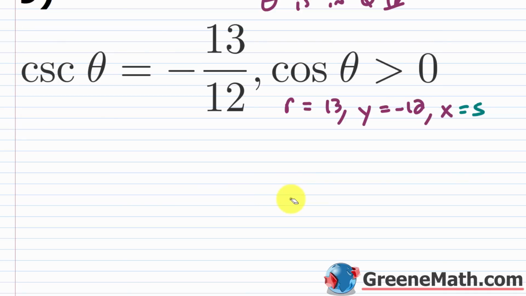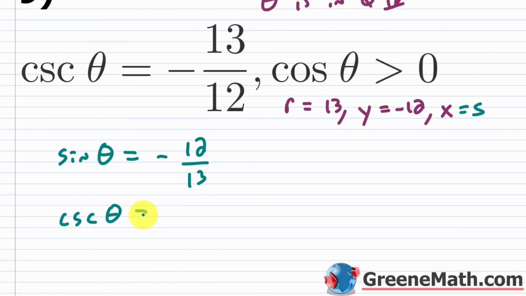But again, if you recognize that you have 12, 13, forget about the fact that it's negative, then you know the other guy's going to be 5 because, again, it's a Pythagorean triple. All right, for the sine of theta, I'm just going to take the reciprocal of this guy, so negative 12/13. For the cosecant of theta, that's given, so negative 13/12.